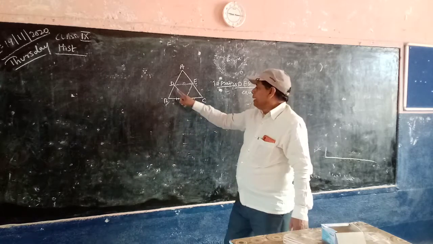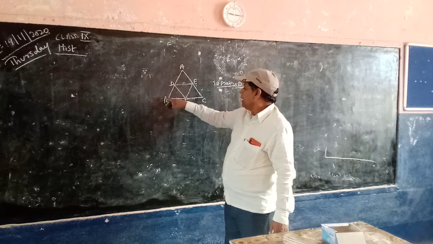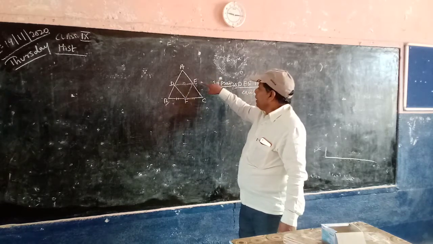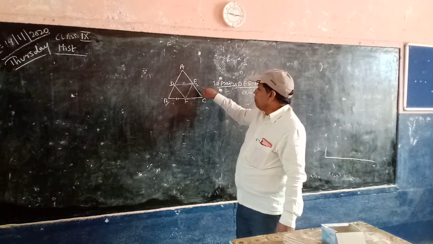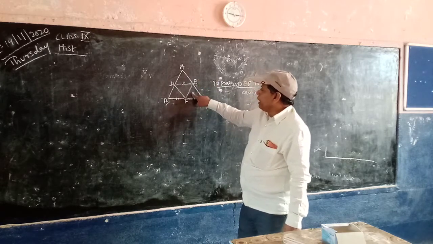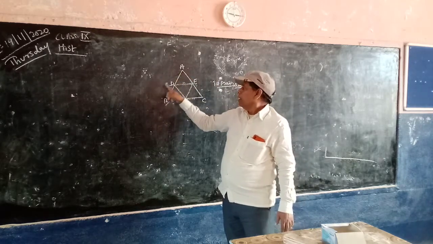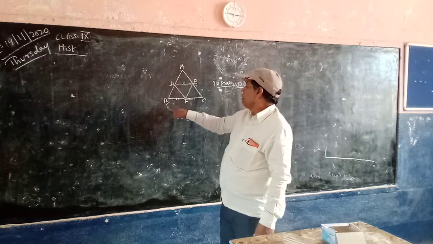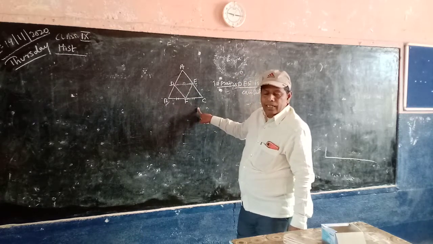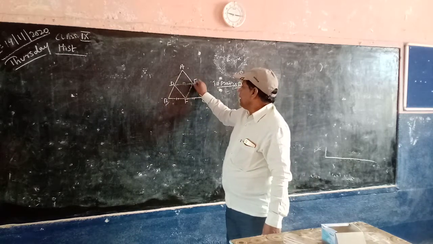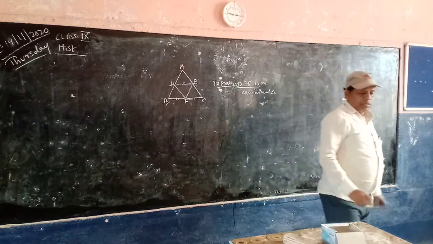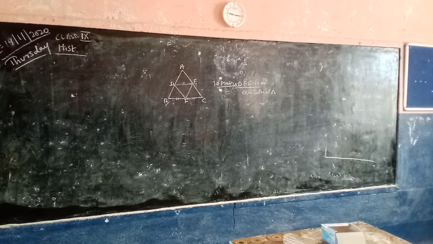First we write D and F are the midpoints of AB and BC. So DF equals half AC. E and F are the midpoints of AC and BC. So EF equals half AB. D and E are the midpoints of AB and AC. So DE equals half BC. So DEF is an equilateral triangle. The midpoint theorem.